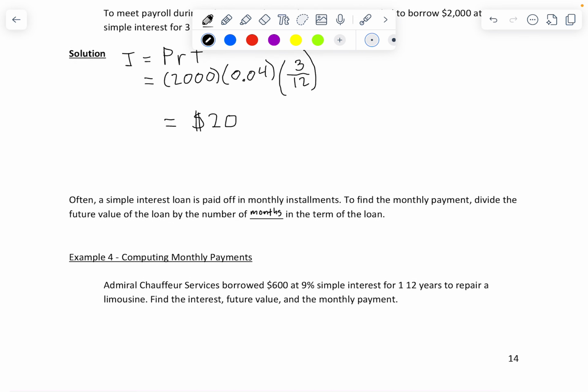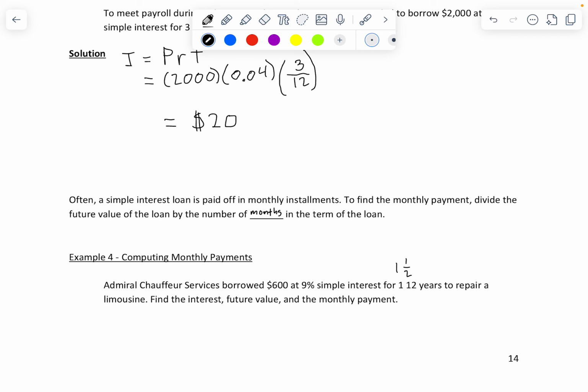Admiral Chauffeur Services borrowed $600 at 9% simple interest. Yeah, the editing got messed up, but it's not 112 years. It should be 1.5 years, for 1.5 years, to repair a limousine. Find the interest, future value, and monthly payment.